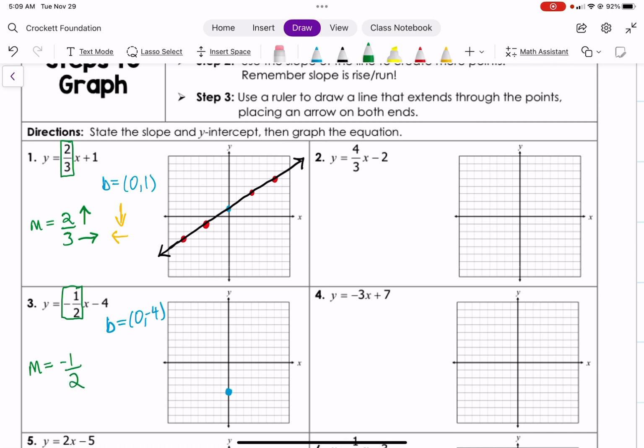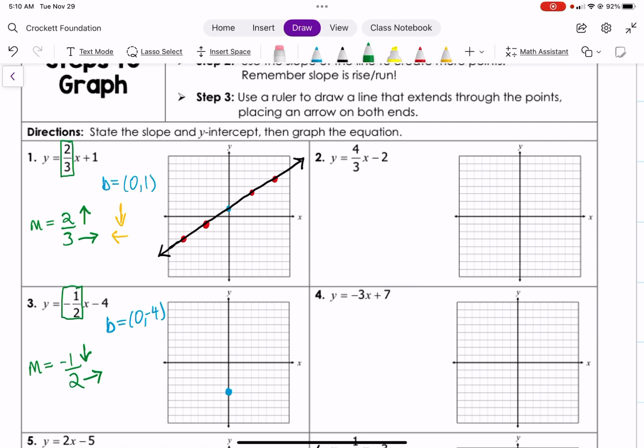Since the fraction is negative, the numerator is going to be telling me to go down. No matter what, the denominator always moves to the right, okay? And the reason when we say go to the right is because math is a language, and just like most languages, you read from left to right. When we do math work and we describe graphs or give descriptions of things in math, usually it's from left to right. So now that I know the slope tells me to go down 2, right 1.